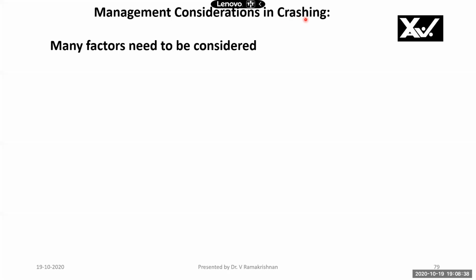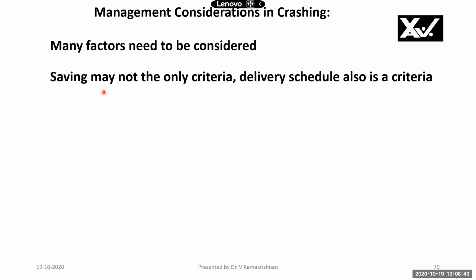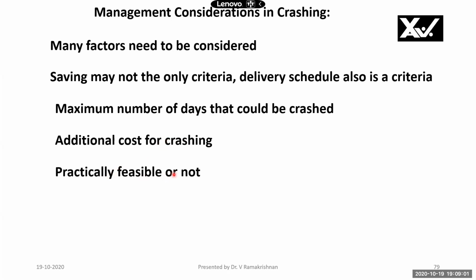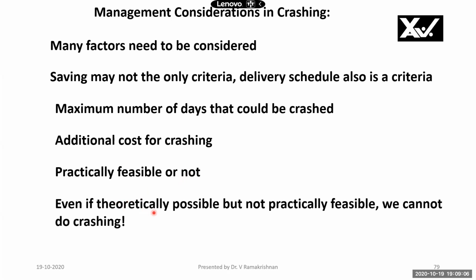So management considerations in crashing involve many factors. Saving is not the only criterion. Delivery schedule also is a criterion. Sometimes the maximum number of days that could be crashed may be needed, and sometimes we may ask about the additional cost for crashing further. What is the maximum number of days we can crash and what is the cost that I have to incur for this? Then whether it is practically feasible or not, I'll have to see from the project people. Even if theoretically possible but not practically feasible, we cannot do crashing.